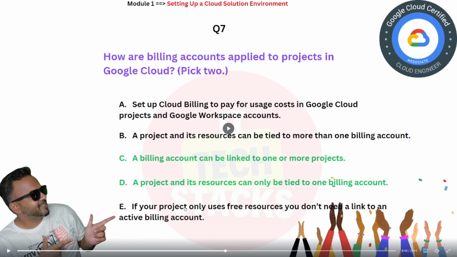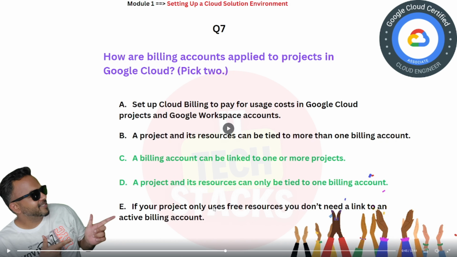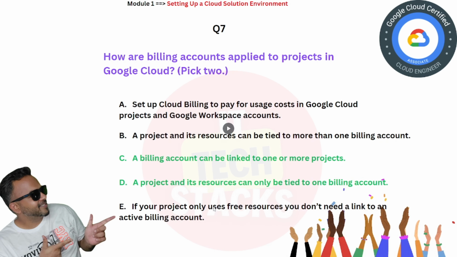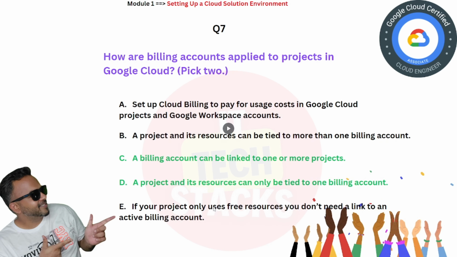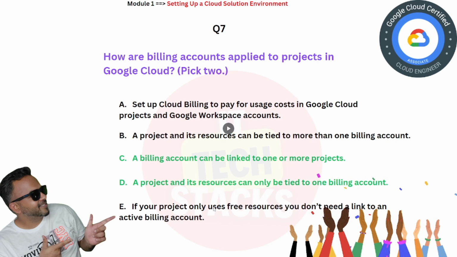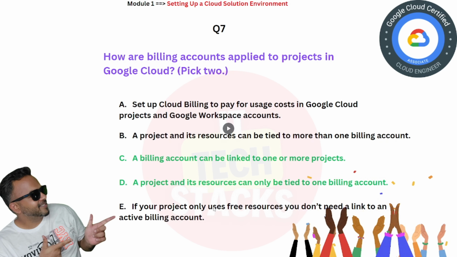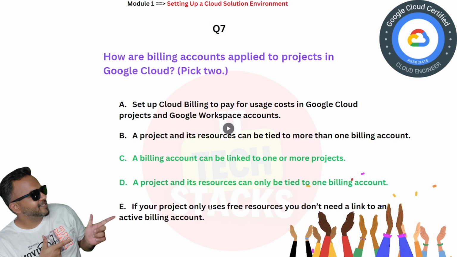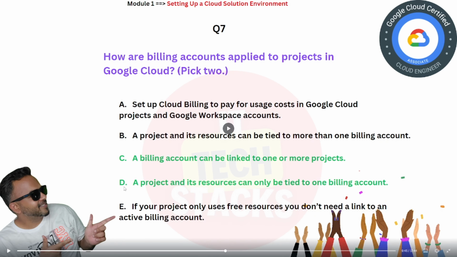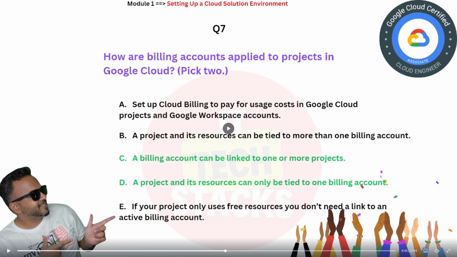Option E is incorrect because even projects using free resources need to be tied to a valid cloud billing account. It cannot be like a project without a billing account. That will never happen. So every project should have a billing account. Okay, so I hope that clarifies.